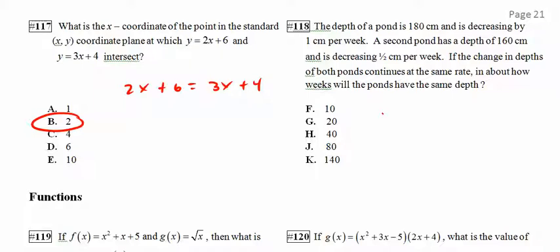The depth of a pond is decreasing, and the other pond is also decreasing. At one point they're the same, so set them equal. Do the math and solve. You should get h equals 40.